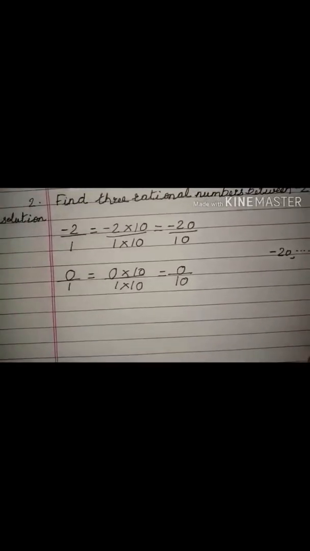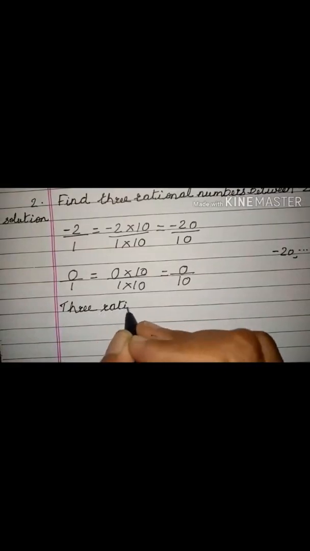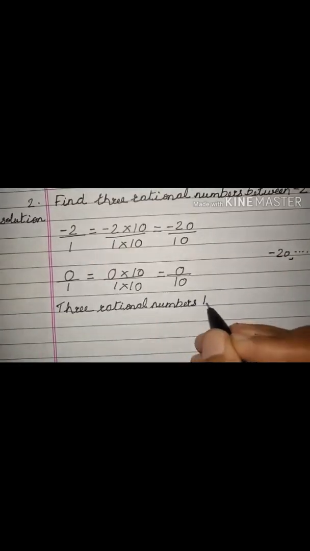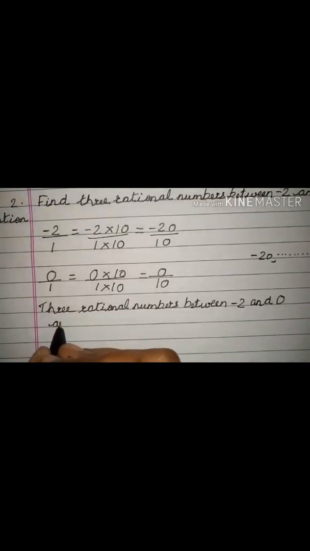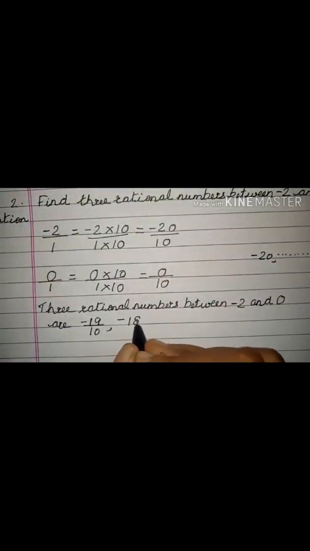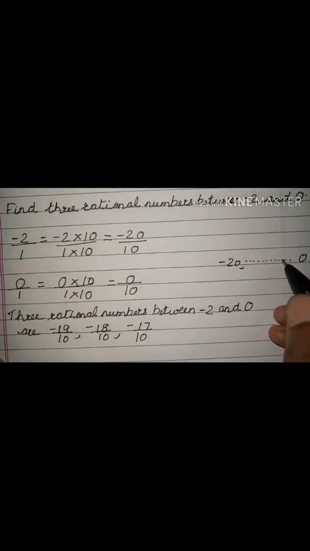Okay, so my answer will be: 3 rational numbers between minus 2 and 0 are, you can write minus 19 by 10. Suppose if I am starting from here, minus 18 by 10, minus 17 by 10. Or children, you can write from this side: minus 1 by 10, minus 2 by 10, minus 3 by 10, and so on.